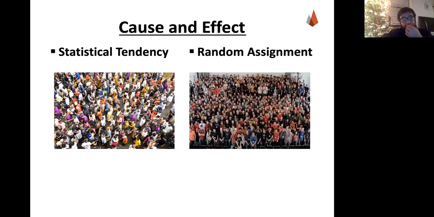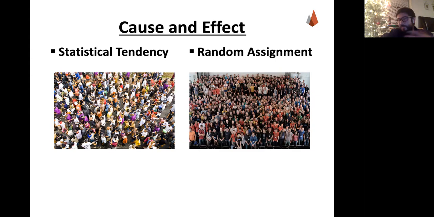So what we do a lot is random assignment. That's a key factor in experiments, is random assignment. What random assignment does is randomly assign anybody in the sample to a group, either experimental or control group. And the reason why we do random assignment is because we want to have some sort of balance, right?